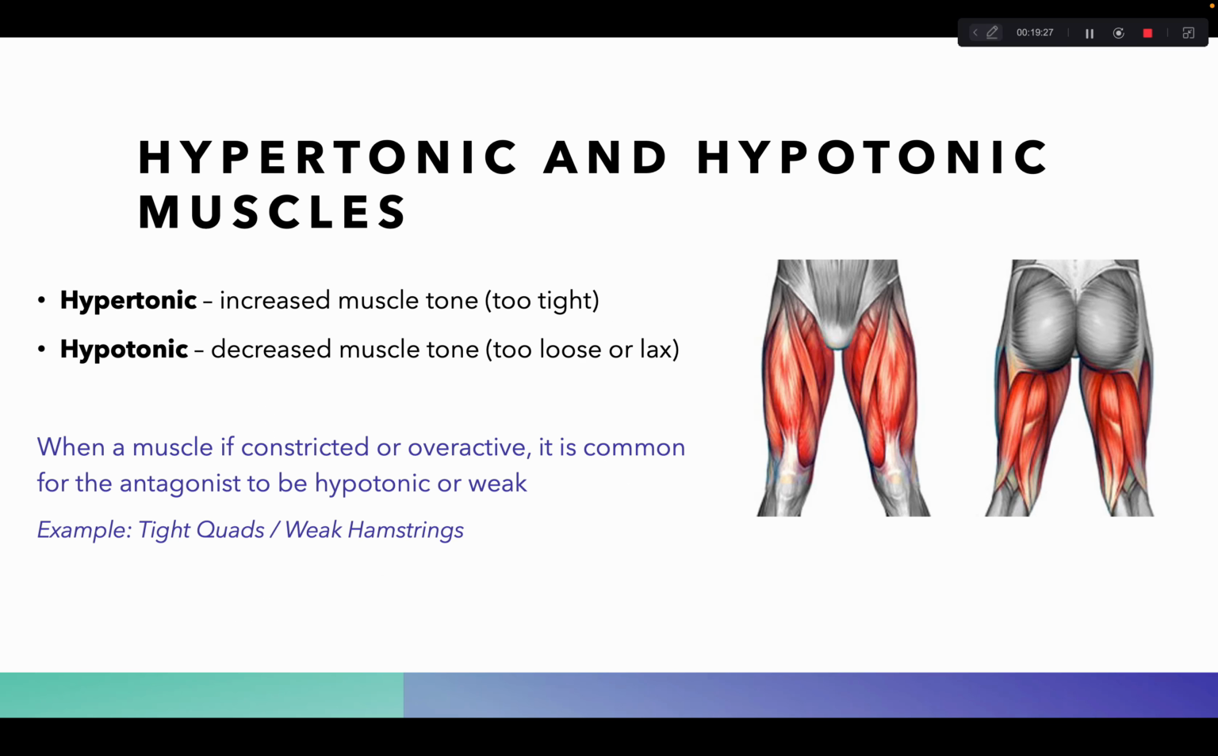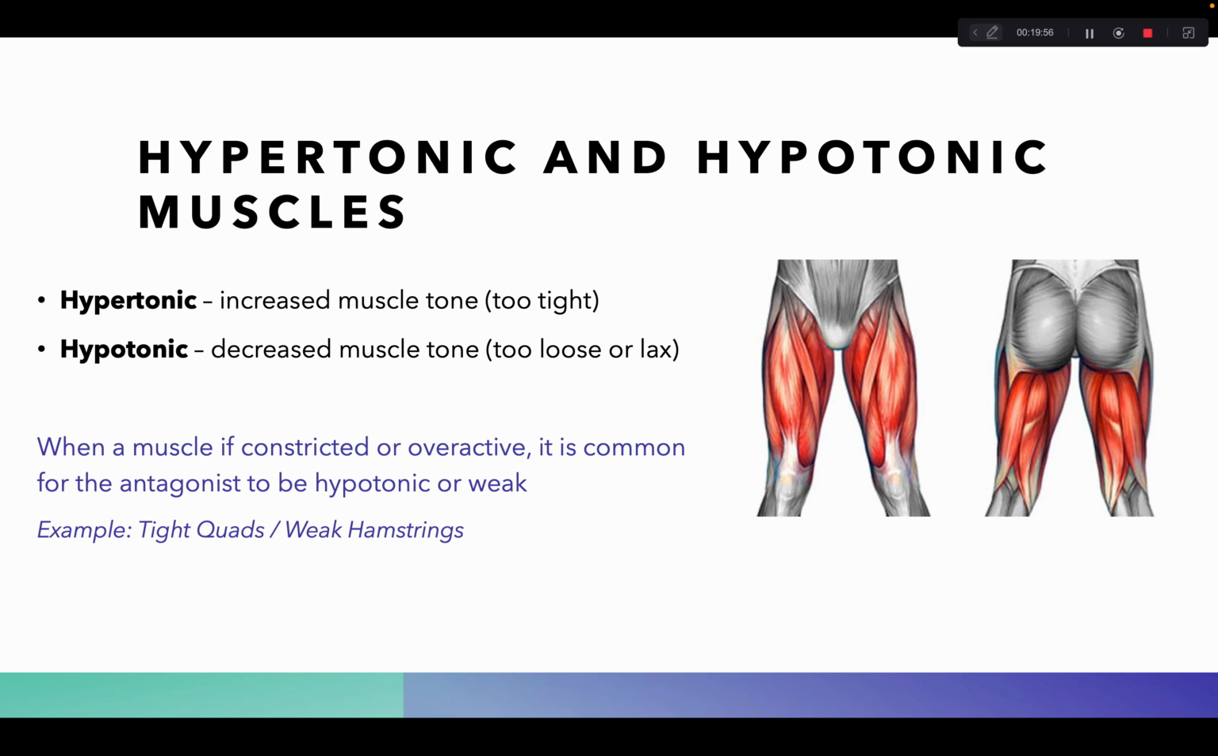So we have hypertonic and hypotonic muscles. Hypertonic refers to increased muscle tone. This is muscles that are too tight, too bound. So think of somebody who's hyper, they're just too much sometimes, and too wound. So that would be your hypertonic. The opposite is hypotonic. This is your decreased muscle tone, where the muscle might be too lax, too loose.